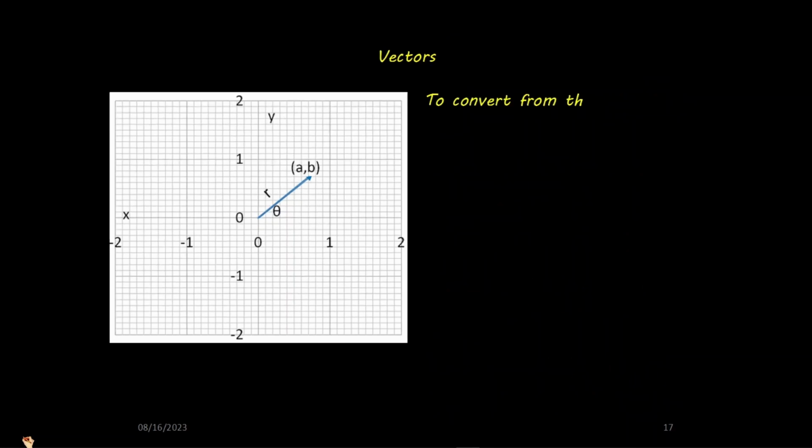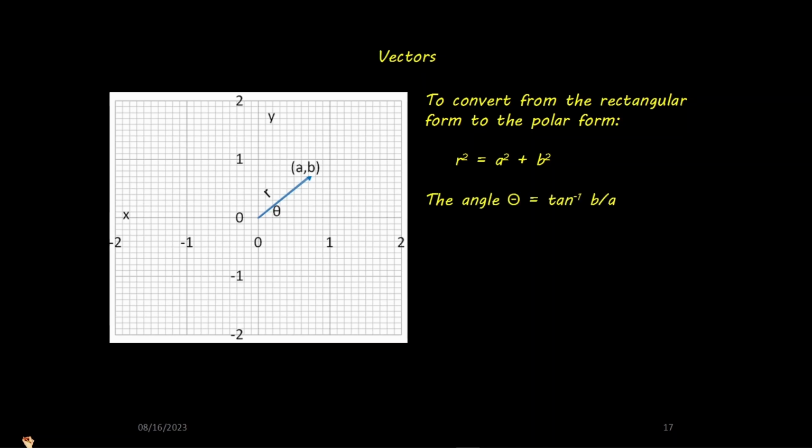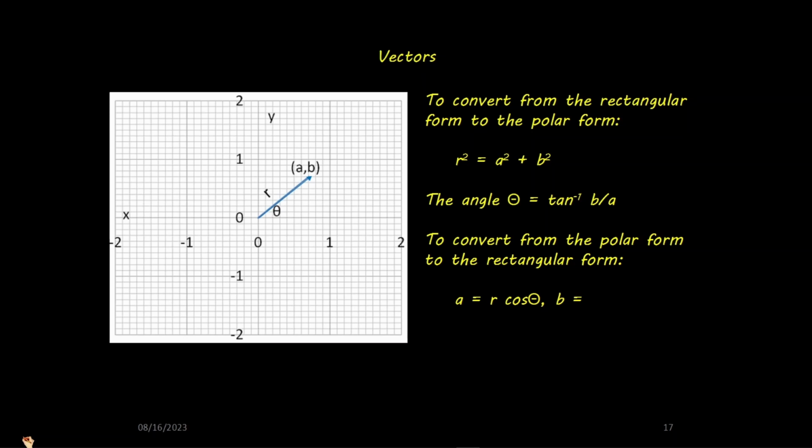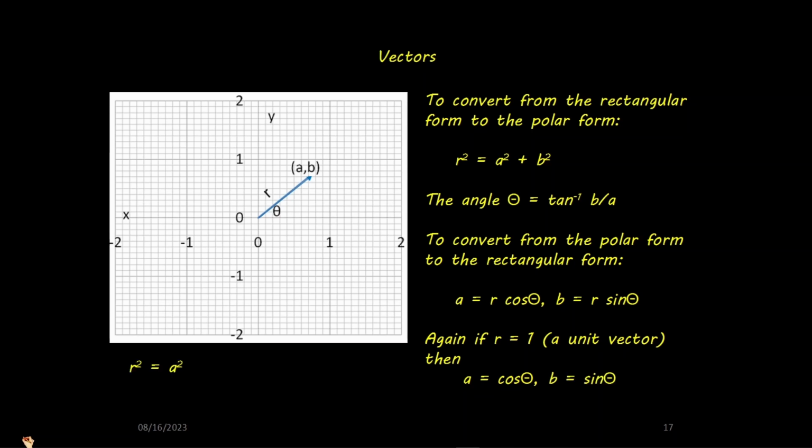To convert from the rectangular form to the polar form, to find the magnitude, r squared equals a squared plus b squared. The angle theta equals the arctangent of b divided by a. To convert from the polar form to the rectangular form, a equals r cosine theta, b equals r sine theta. Again, if r equals 1, a unit vector, then a equals cosine theta, and b equals sine theta.